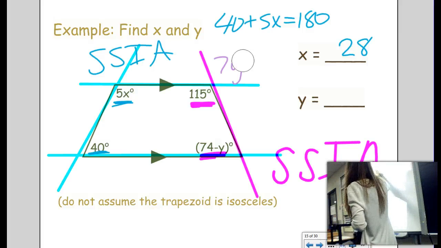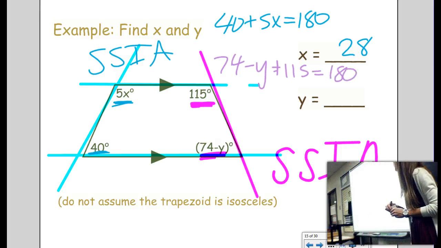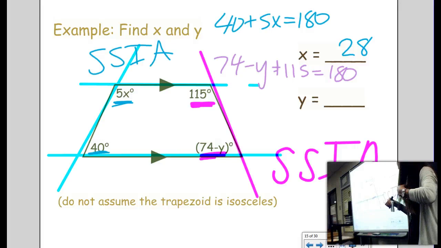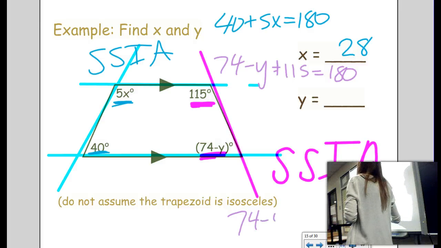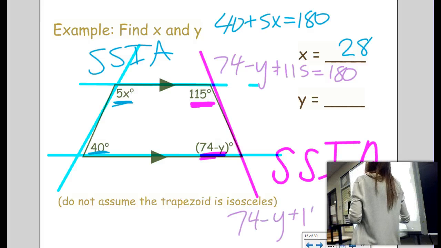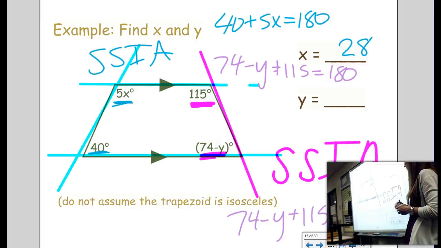74. Oops, I keep doing that. 74 minus Y plus 115 equals 180. You're going to get a negative Y equals a negative number, and those negatives can just cancel. I promise. So subtract 74 and 115 from 180. It'll be negative, and then make it positive. Isabel, what do you get?